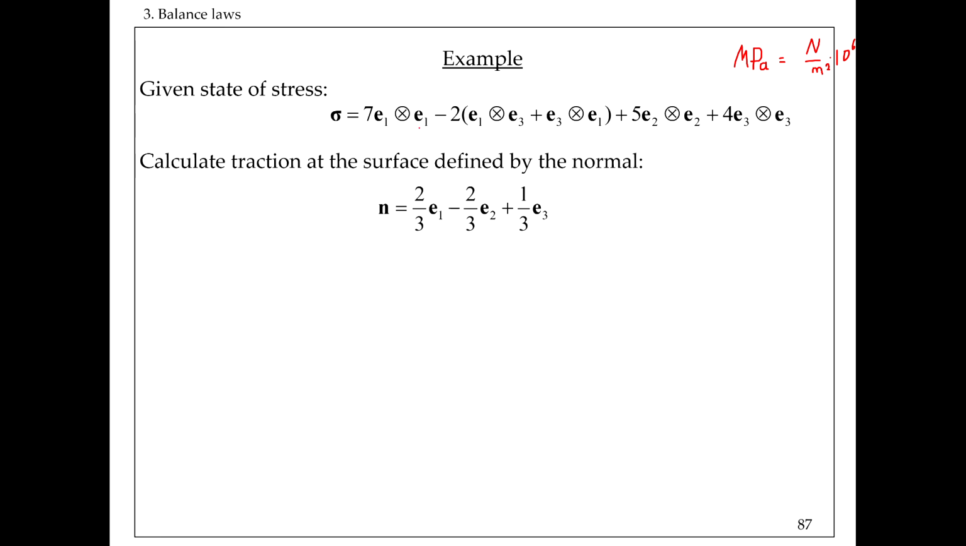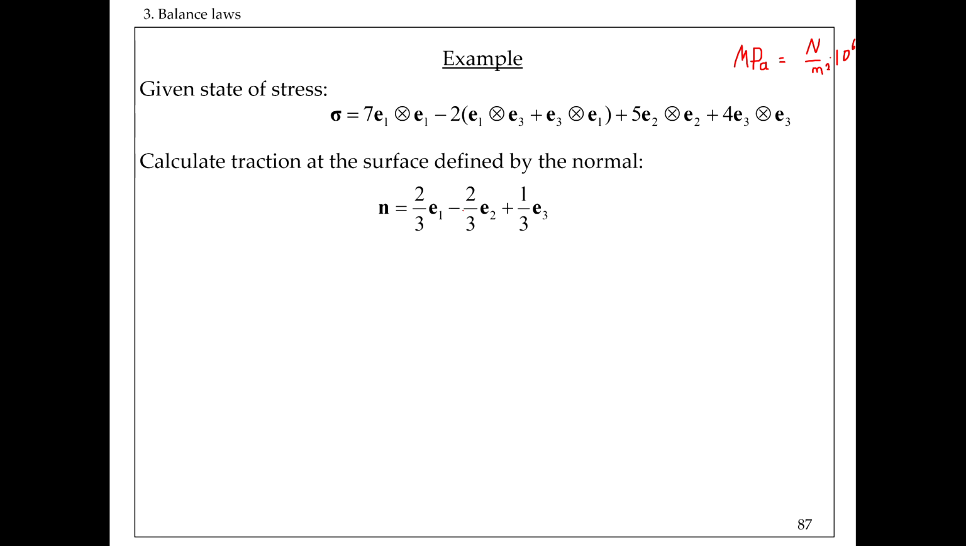So we have this given state of stress. We have 5 components of the stress that are non-zero, and we're given the surface that is defined by this normal, a vector that has all these components. What we are required to do here is to calculate the normal component of the traction to that surface.